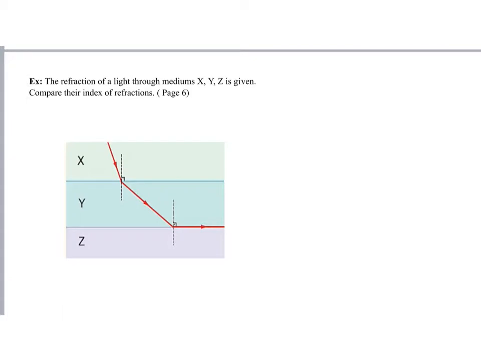Let's do an example. The refraction of light through the mediums x, y, and z is given, so we're going to compare their index of refractions. Now let's look at light coming from x to y. It should go like this, but it bends away from the normal, so the refractive index of x is bigger than y. Now let's come to y. It should refract like this, but it gets away from the normal, so ny is also bigger than nz.